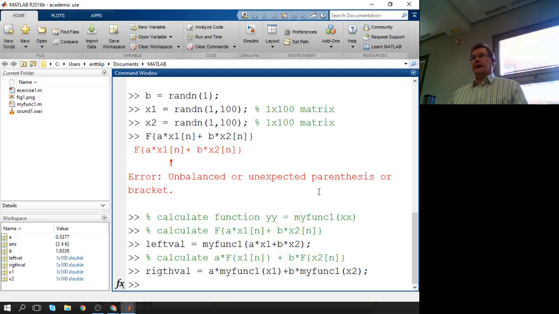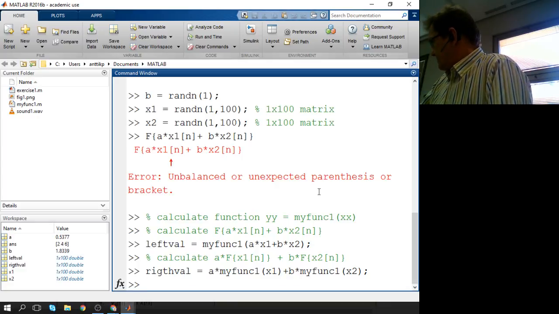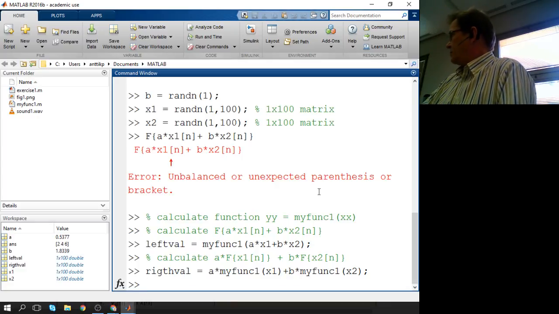All right, and now we have two vectors there, left val and right val. When two vectors are the same, what is the definition for the same? Similarity, or testing the similarity of the vectors.